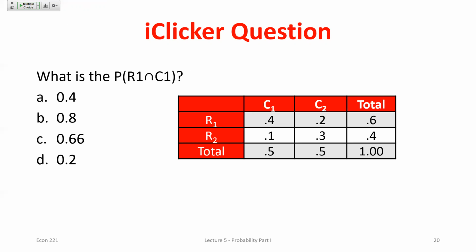What's the probability of R1 and C1? It's 0.4, right? I'm just going to where those two events intersect in the table, the top left cell, telling me the intersection. So 0.4 represents the intersection of R1 and C1, or the probability of seeing R1 and C1.